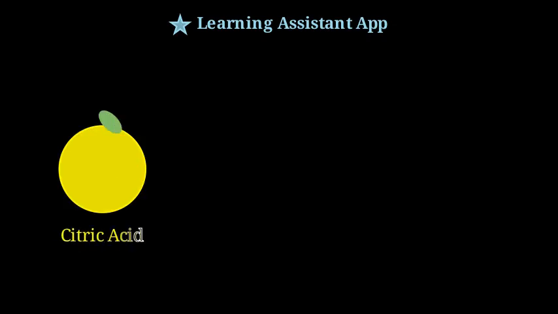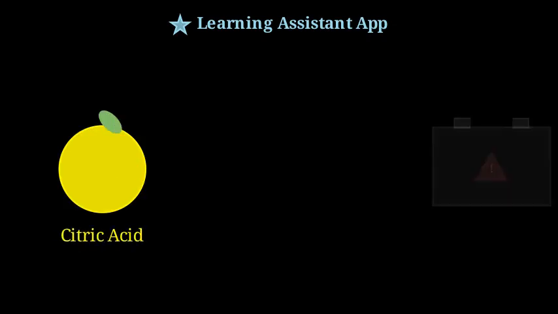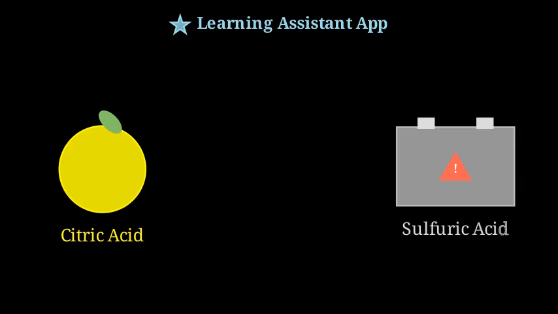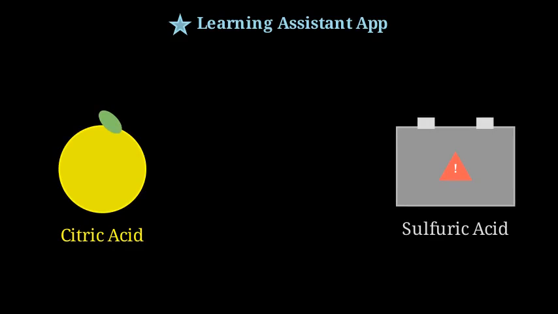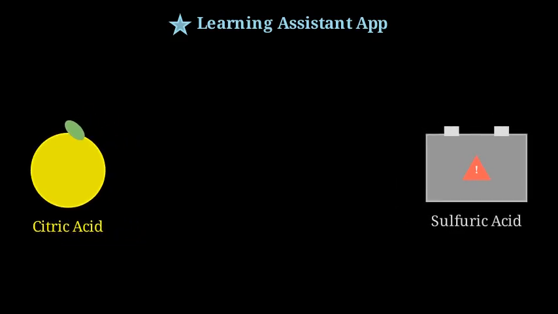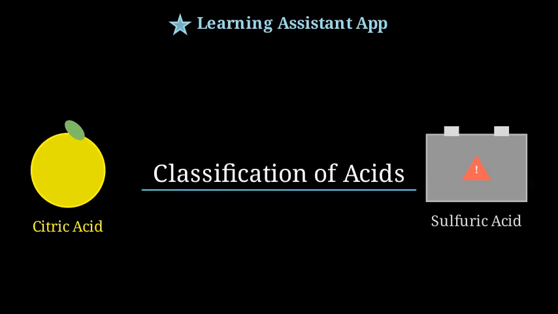Have you ever wondered why the citric acid in a lemon provides a refreshing zing while the sulfuric acid in a car battery is dangerously corrosive? They are both acids, yet they behave in fundamentally different ways. To make sense of this, chemists don't just look at what an acid is, but how it's classified. Let's start with where they come from.